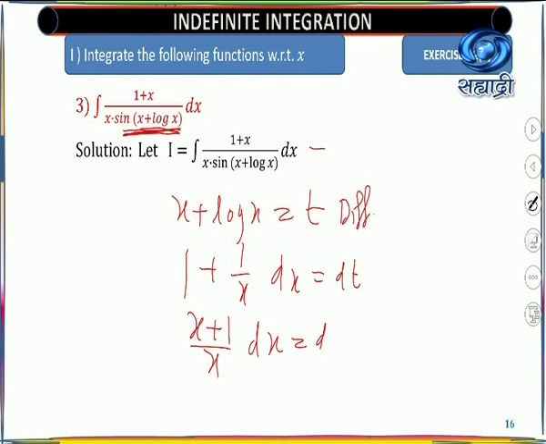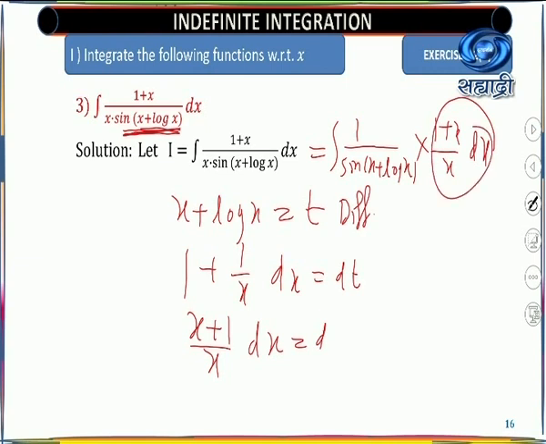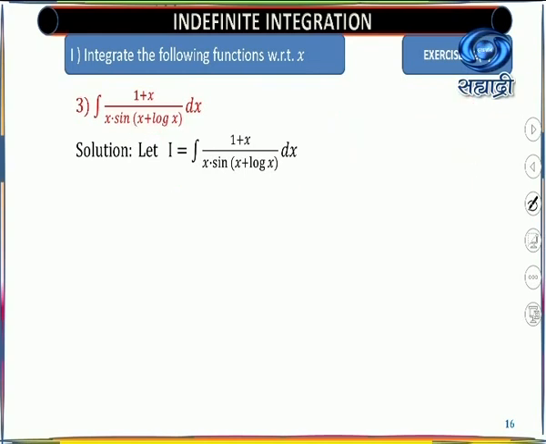Do you have here 1 plus x upon x, 1 plus x or x plus 1? It's an addition. So you are able to write this as: look at here, 1 upon sine of (x plus log x), that is your one function, as it is a product. And you are able to write this as 1 plus x upon x dx. Now this complete term is nothing but your dt. So you are able to write dt and 1 upon sine t, which is cosec. So your function gets simplified here itself. So we'll start with that: integral 1 upon sine of (x plus log x) into 1 plus x upon x dx.